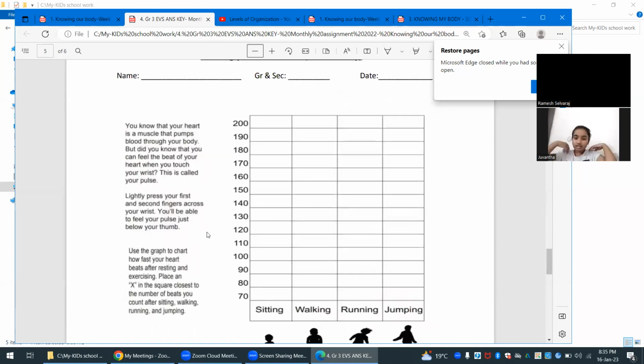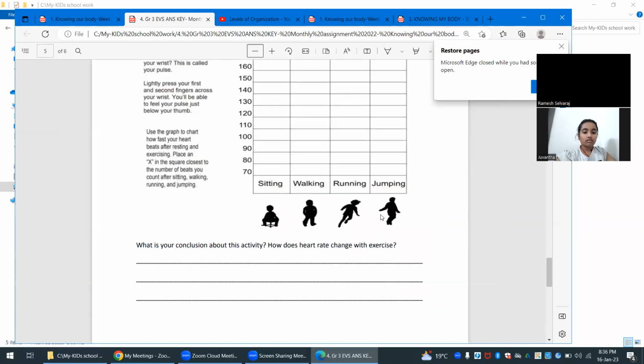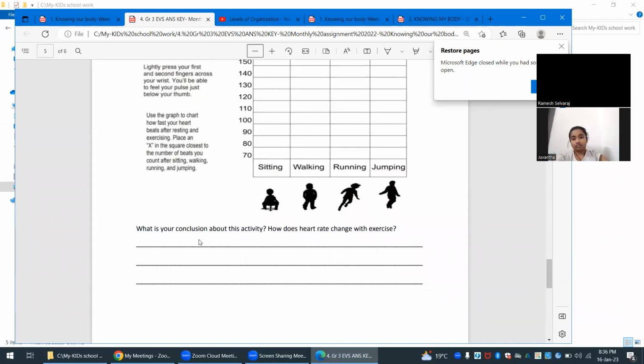I did not do this activity. Here, what they wanted to say is, if you are sitting, your pulse rate will be less. When you are walking, it will go up. When you are running, it will go up still more. When you are jumping, it will shoot up further. So sitting is less, walking a little more, running a little more, then jumping still more. So when you do this activity, what would your conclusion be?